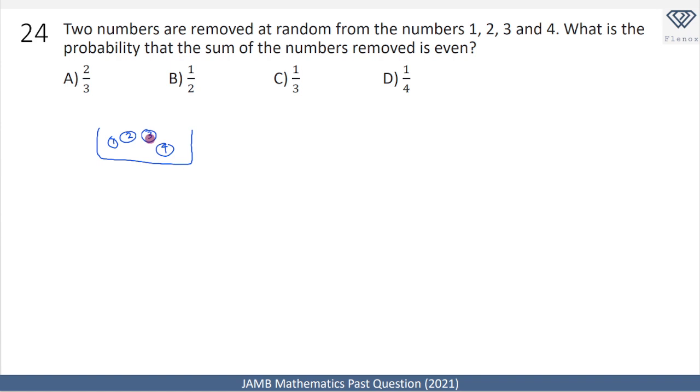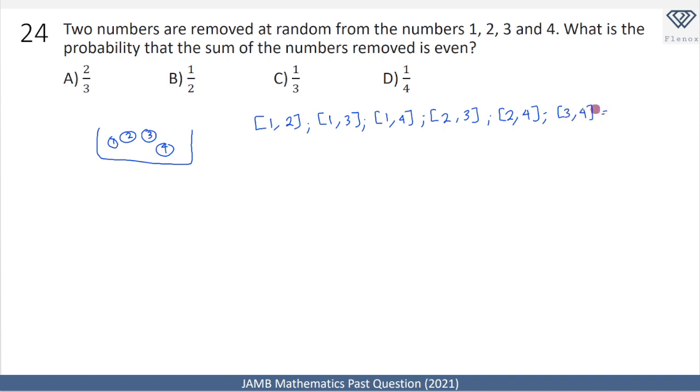Now the best way to think about it is to ask, what are all the possible combinations of numbers I can take? And we're going to work that out. The first combination is the number 1 and the number 2. Another combination is 1 and 3. Another possible combination is 1 and 4. Another is 2 and 3. Another is 2 and 4. And finally, the last combination is 3 and 4.